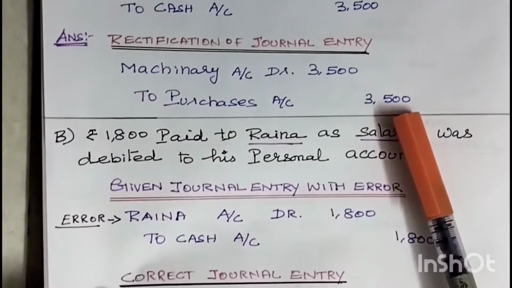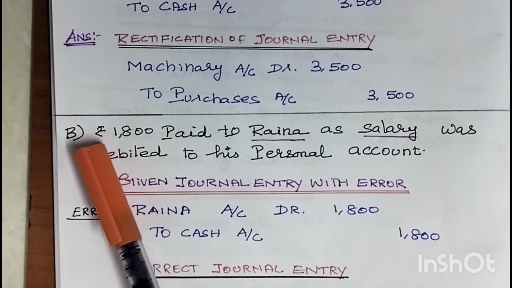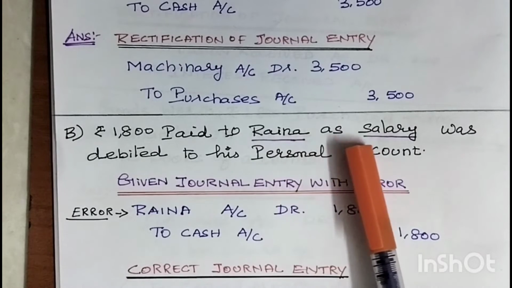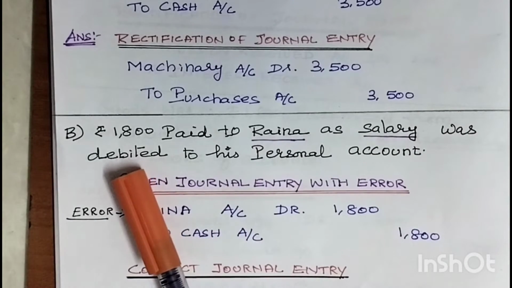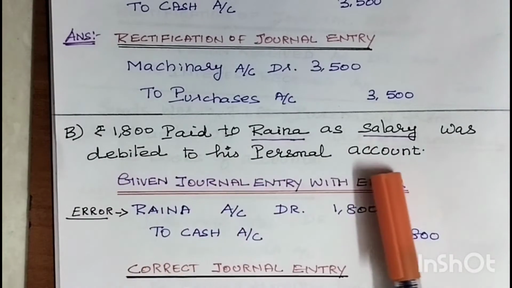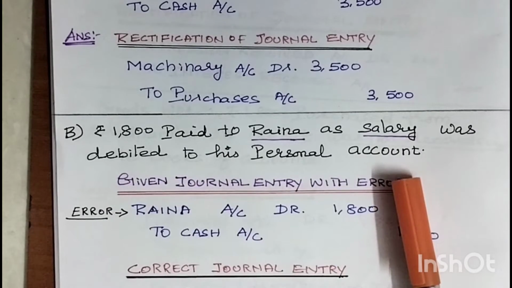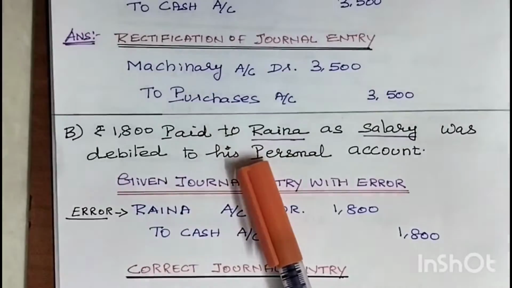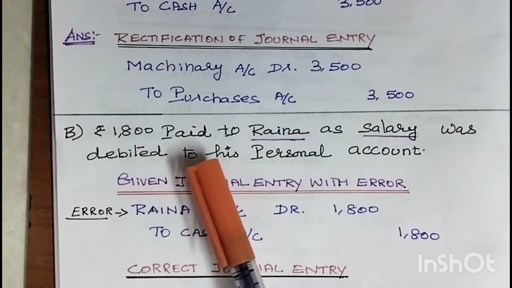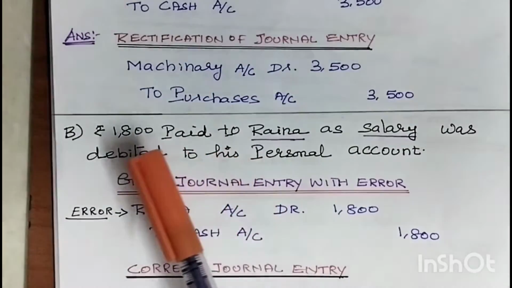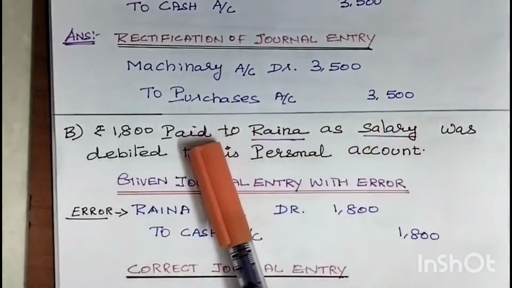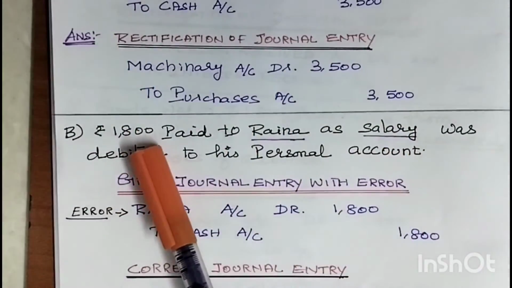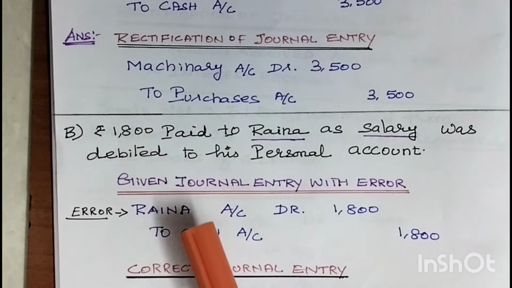The next transaction is rupees 1,800 paid to Rahina as salary was debited to his personal account. Listen to the transaction carefully. We have the answer from the transaction. They gave the clue: you paid salary to Rahina. So you paid salary 1,800. What is the journal entry?